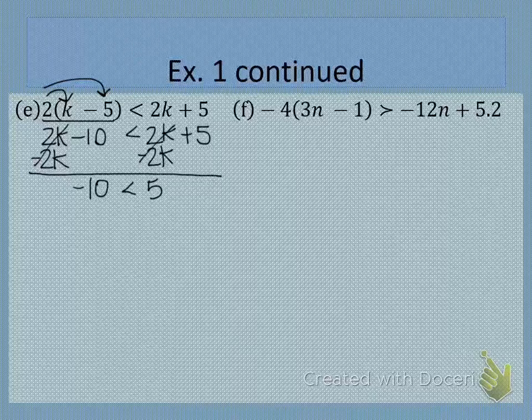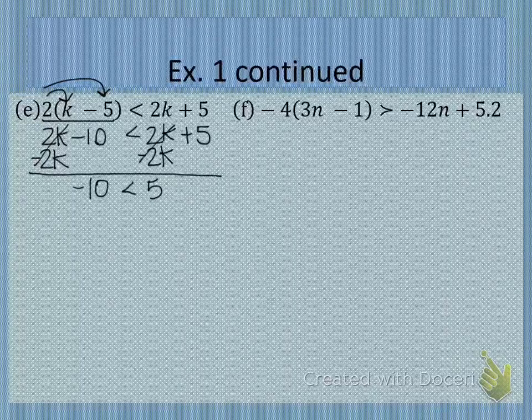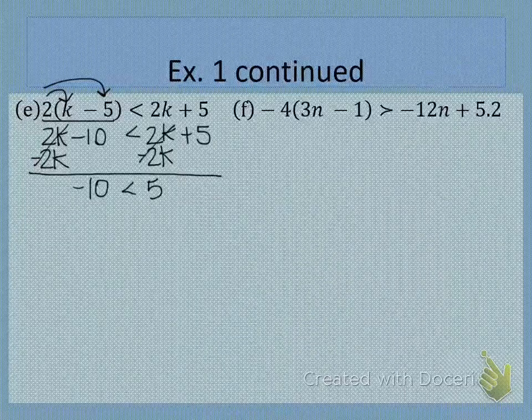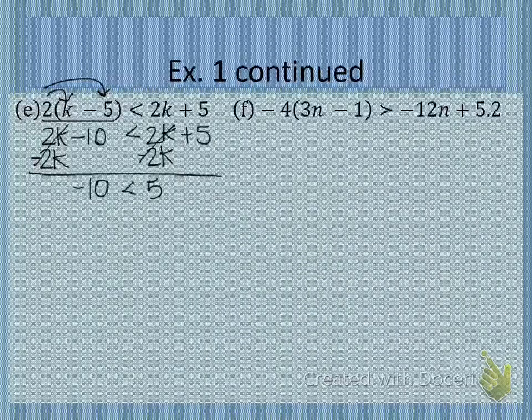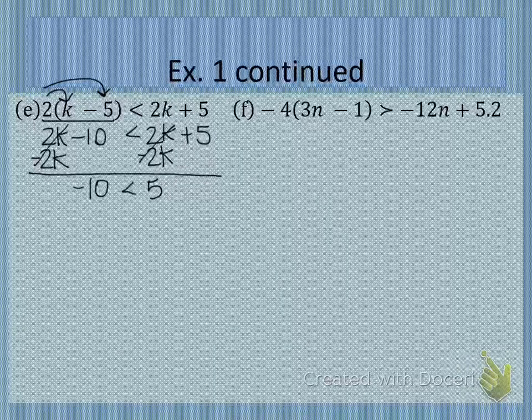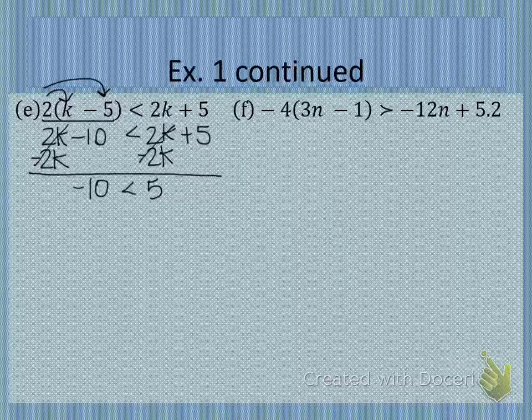Now, let's think back to equations. When the variables cancel, we have to look at the statement left. Is negative 10 less than 5? Is that true or false? That is true. Negative 10 is absolutely less than 5. So what's my final answer when the variable's gone, but the statement left is true? Infinitely.